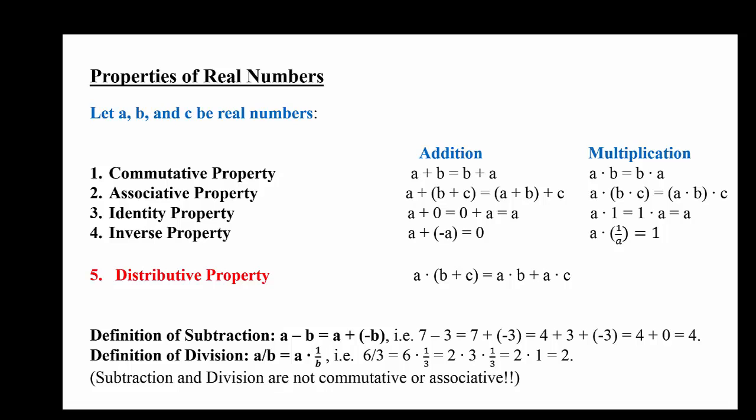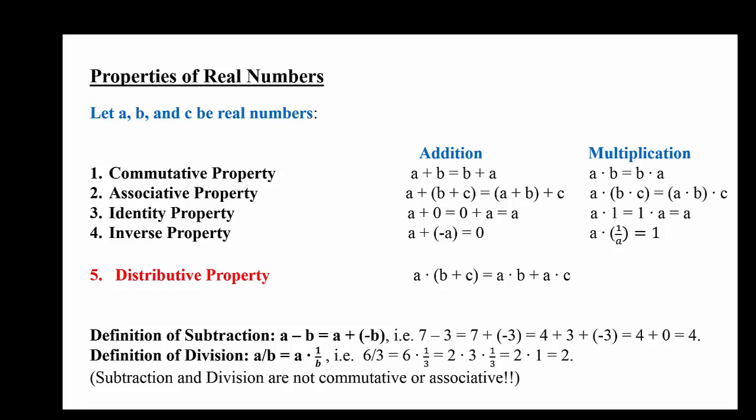So that's why they call it the distributive property, because I'm actually going to distribute that a to each term of the sum in parentheses. So I'll have a times b plus a times c. And so the distributive property can also work in reverse.